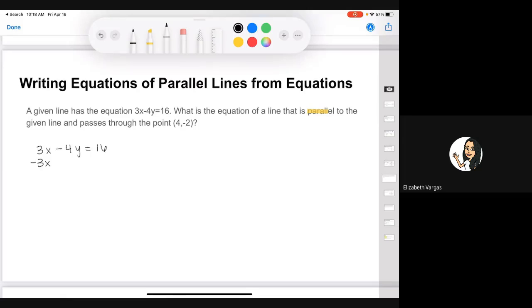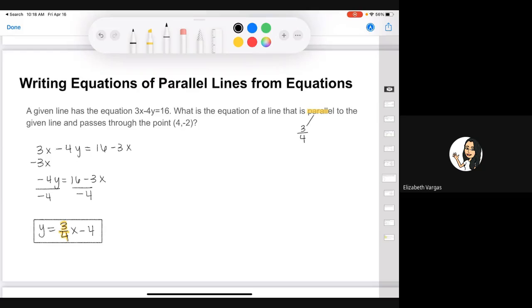So I'm going to rearrange that into slope form. And the way I'm going to do that is just I need to have my y on one side. So negative 4y divided by 4, negative 4. So y is equal to 3/4 x minus 4. So that is my equation of my given line. But what that tells me is that my slope of my given line is 3 over 4. And my line, which is parallel, has to have the same slope.